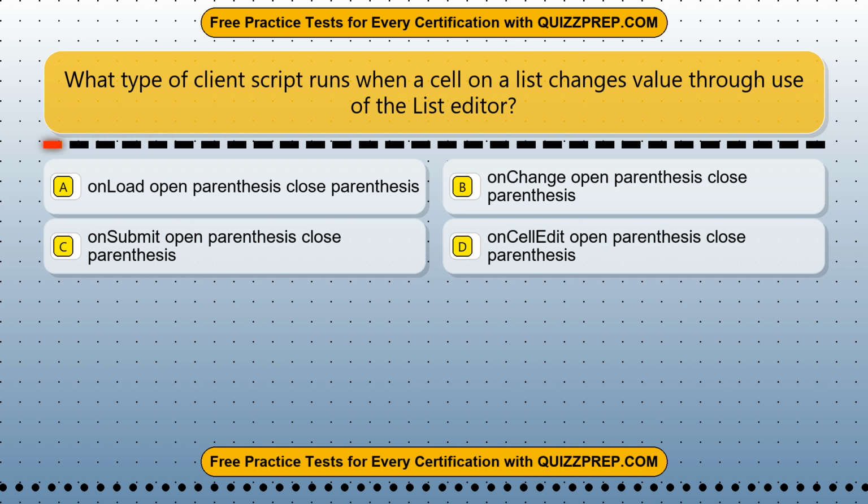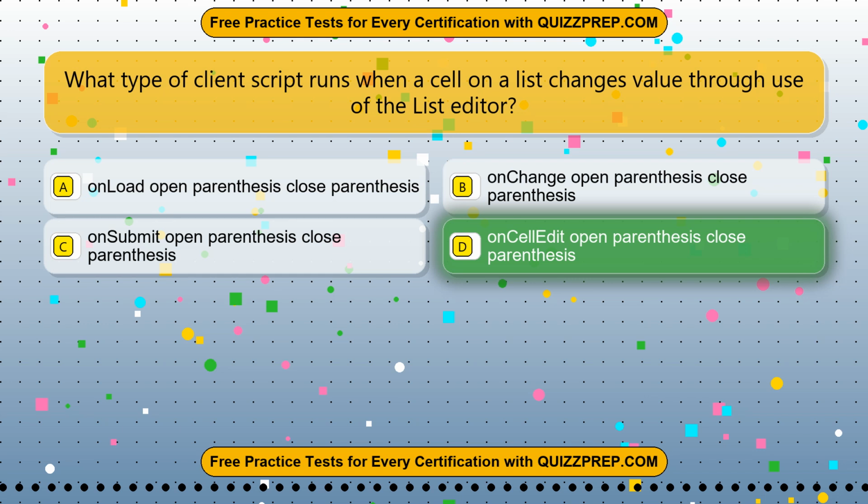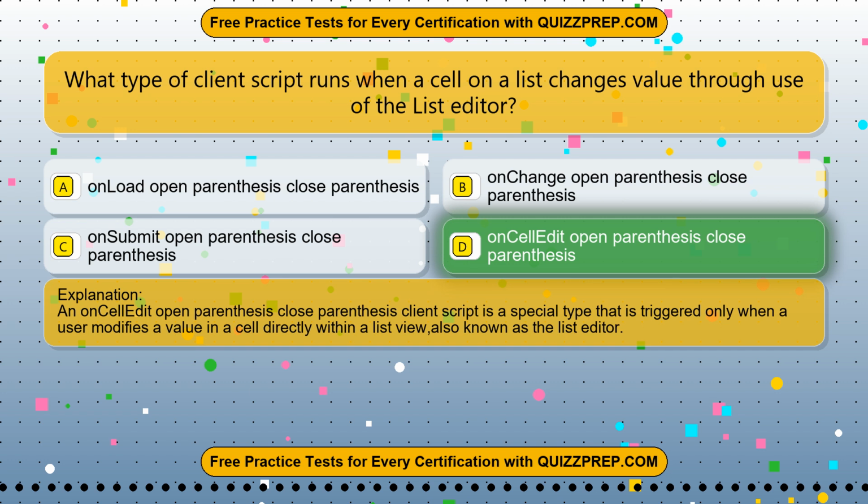The correct answer is option D, onCellEdit(). An onCellEdit() client script is a special type that is triggered only when a user modifies a value in a cell directly within a list view, also known as the list editor.